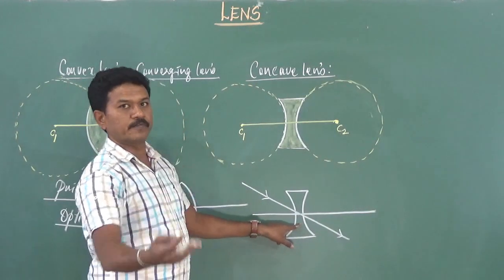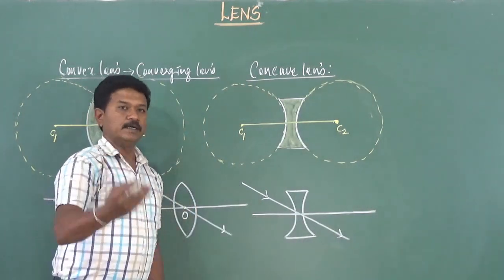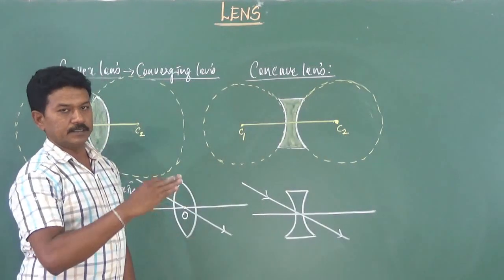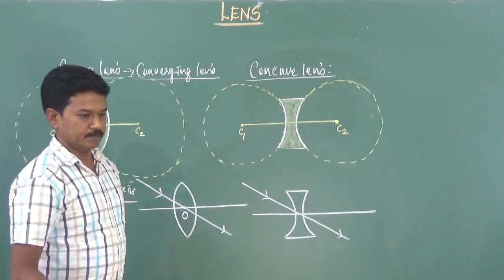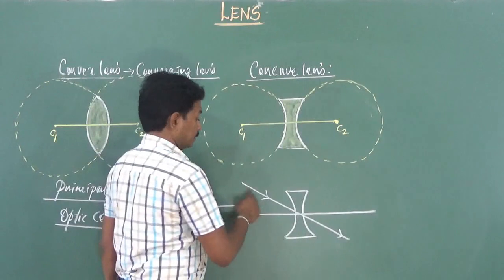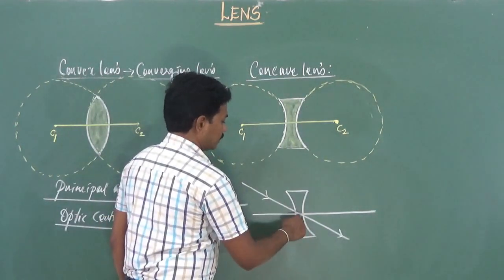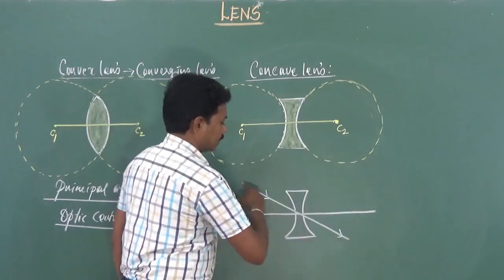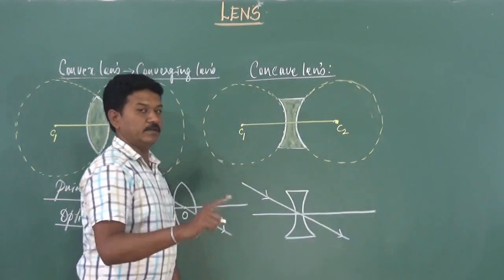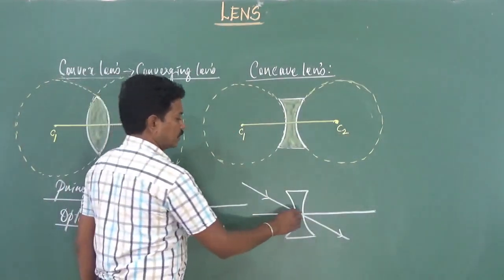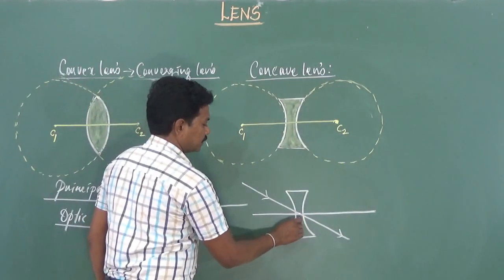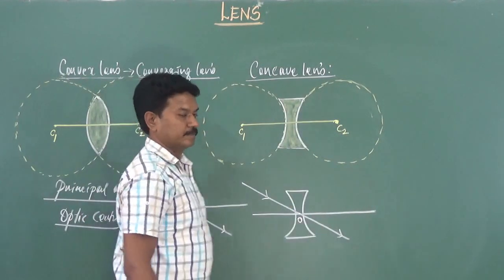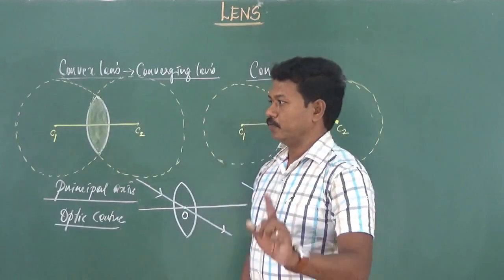It has to undergo refraction. It has to change its direction of path, that is, its speed should vary. You know what refraction is. But when this light ray passes through a point of the lens, the light ray goes through the lens undeviated. So that point on the lens is called the optic center. This is the optic center. It is represented by the letter O.